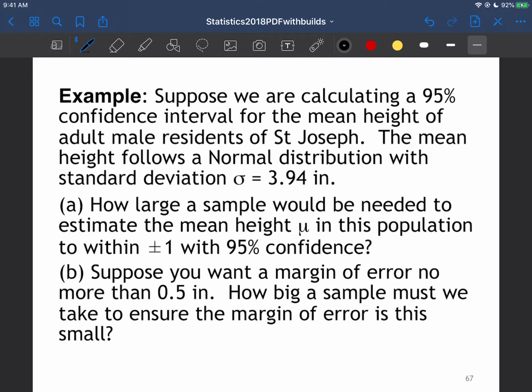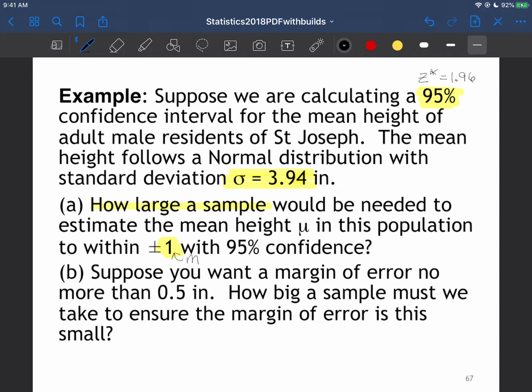All right, let's start with A. Let's start by identifying information that we know. So we know we want a 95% confidence interval. The confidence level tells us Z star, and this is one we can just look up in the table. Z star is 1.96. We also know that the mean height follows a normal distribution with standard deviation 3.94. And we want to measure the mean height to within plus or minus 1. This is going to be my M for margin of error. And the question is, how large a sample do I need?